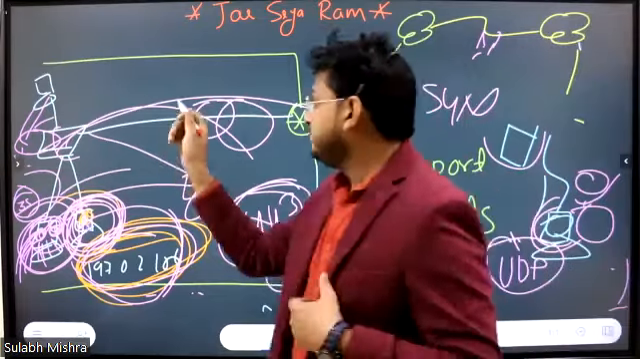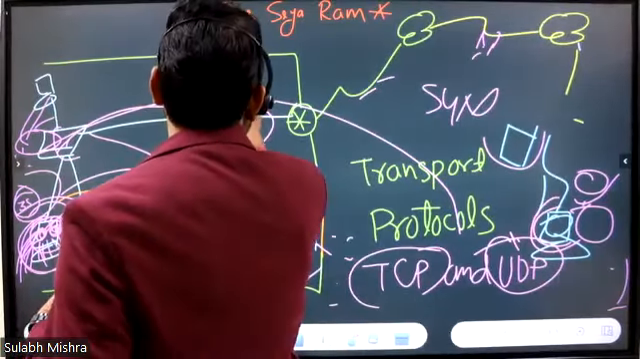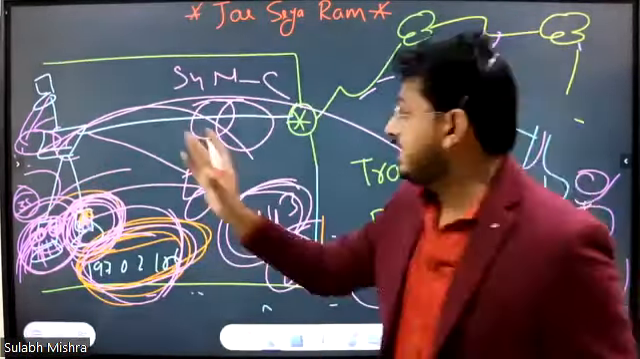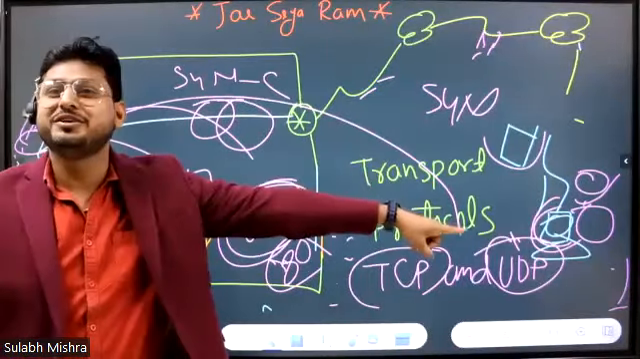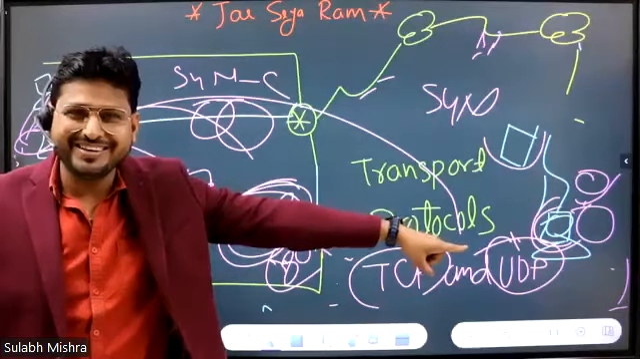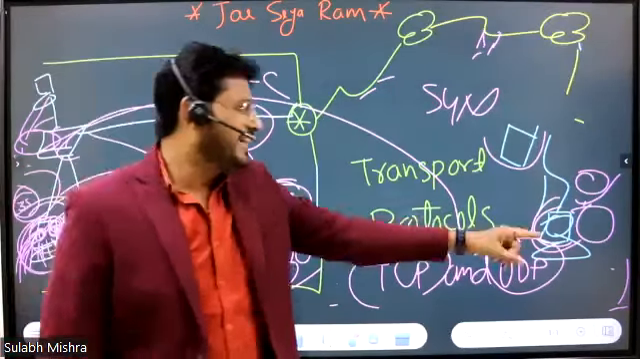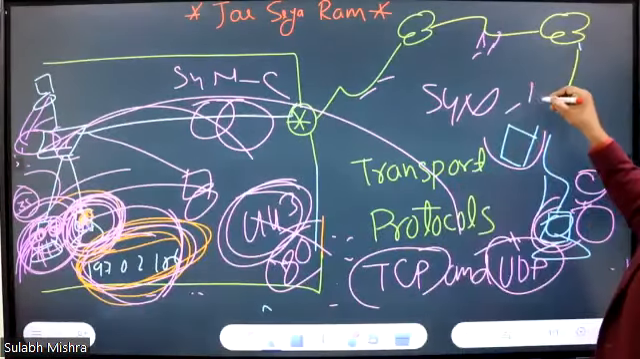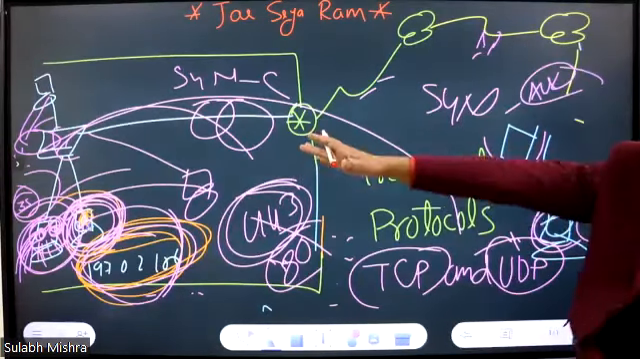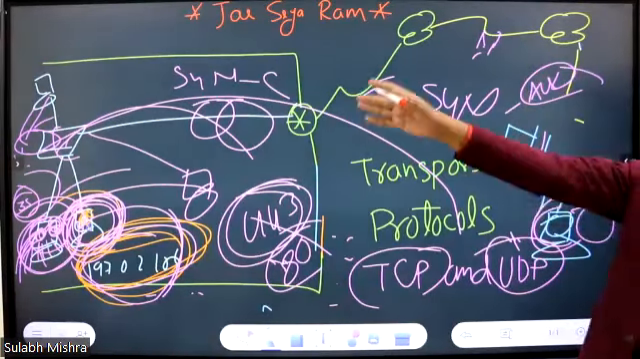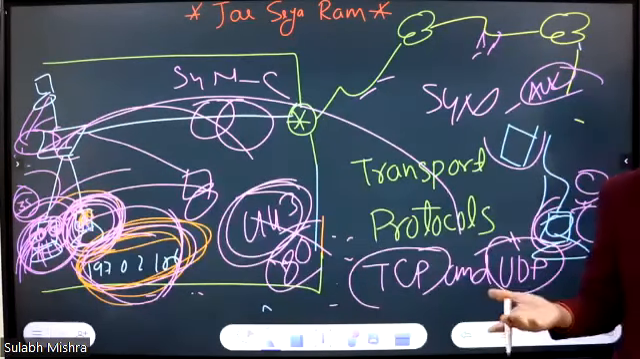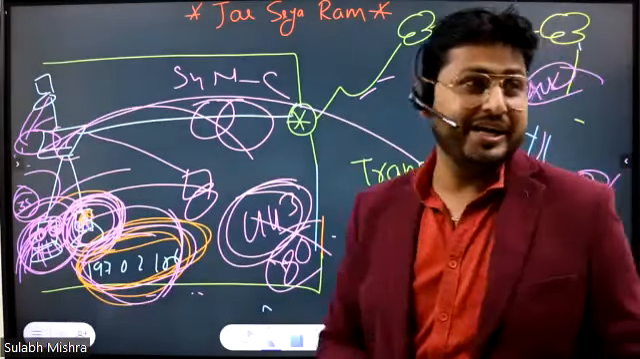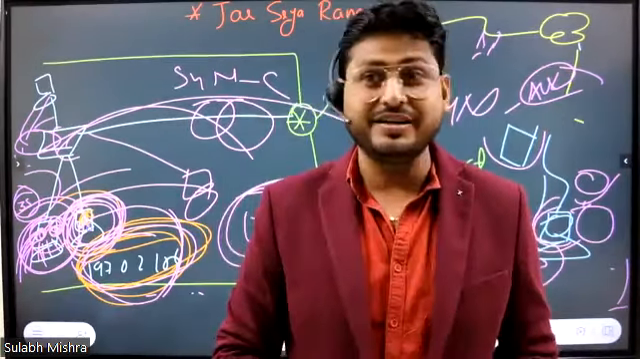Then, because it sends SYN ACK, right? SYN ACK to the source. Then the destination also would like to hear whether what it's sending, the source is able to receive or not. Then the source will send the ACK message. Once it receives the ACK message, the connection will get established. So this is called the three-way handshake mechanism of establishing the connection in TCP.